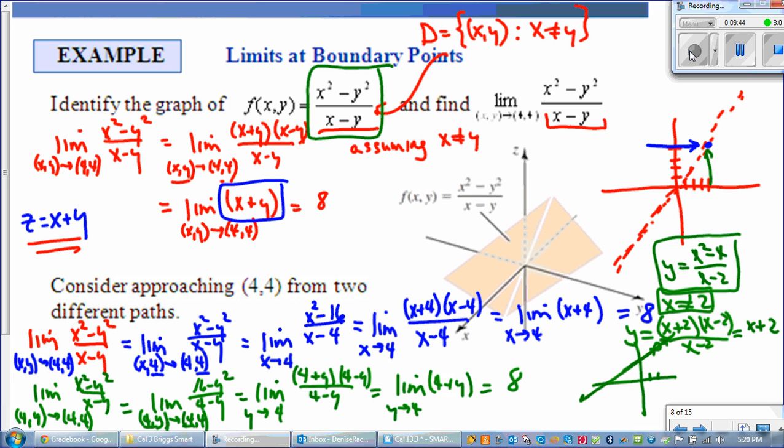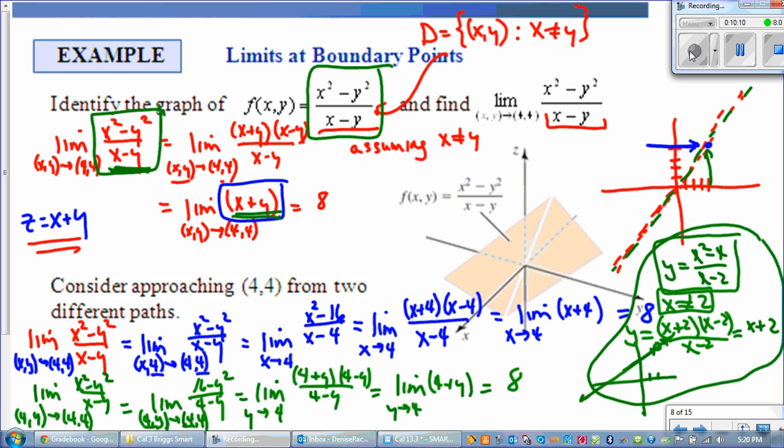And that's exactly the situation we have here. This function is equivalent to the plane z equals x plus y, except it's not defined when x and y are the same, which means it's not defined for this domain, y equals x. So there will be that missing line through that plane. So this graph is very similar to the graph that you did back in Calculus 1, like this.